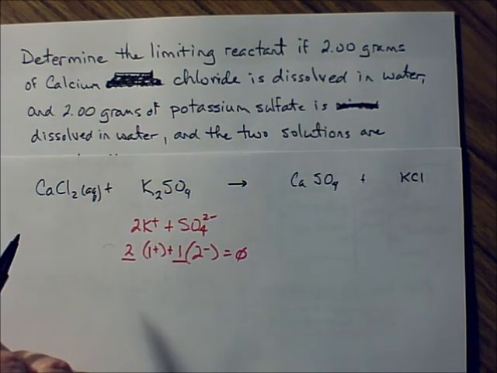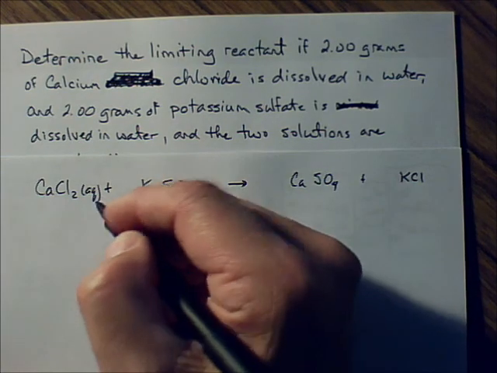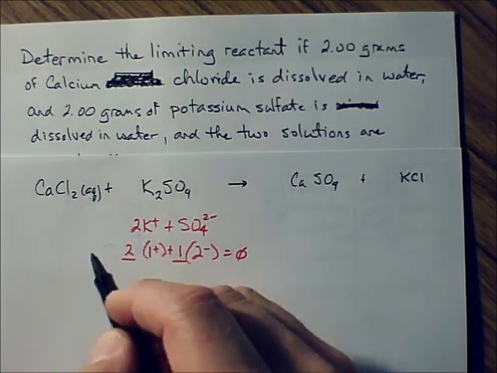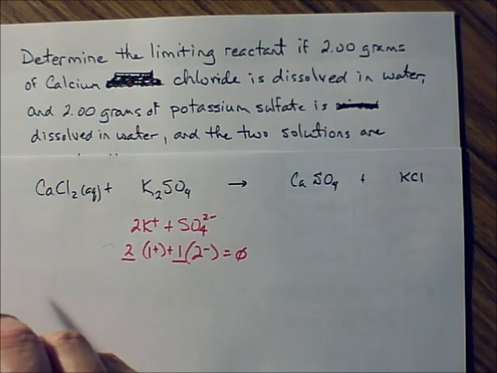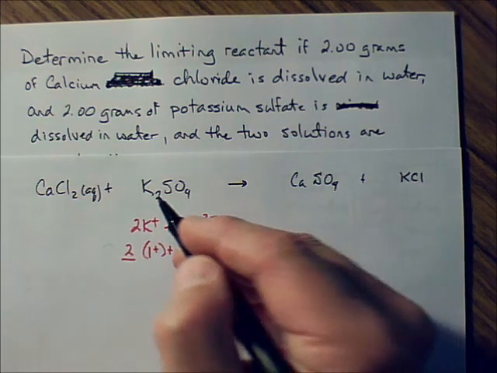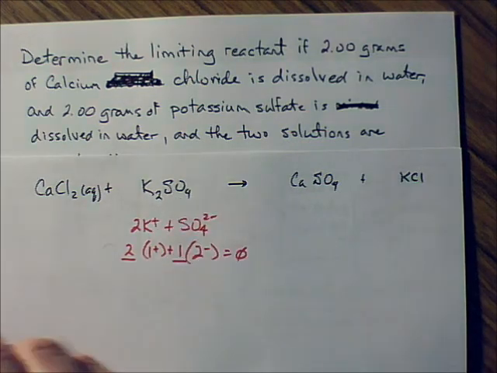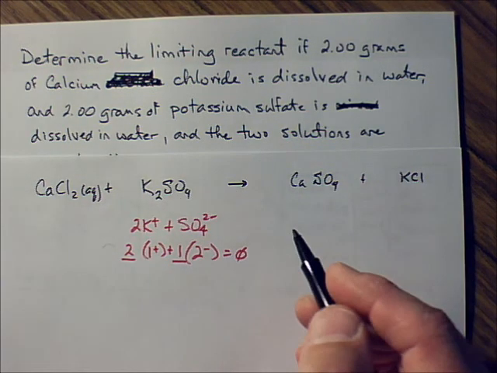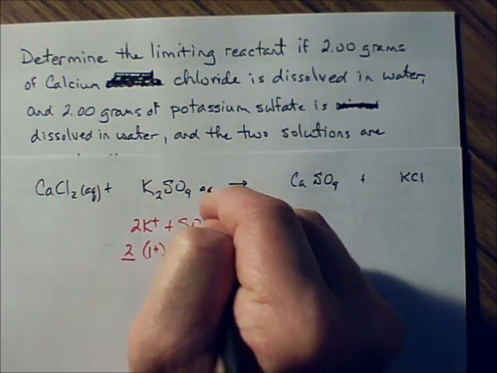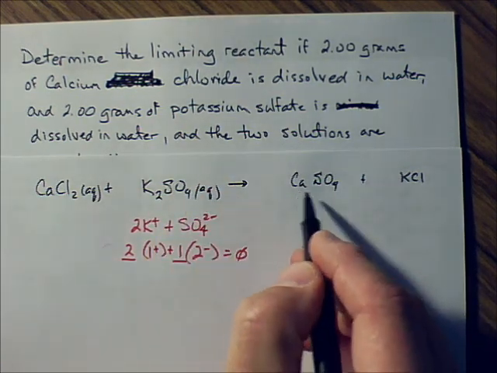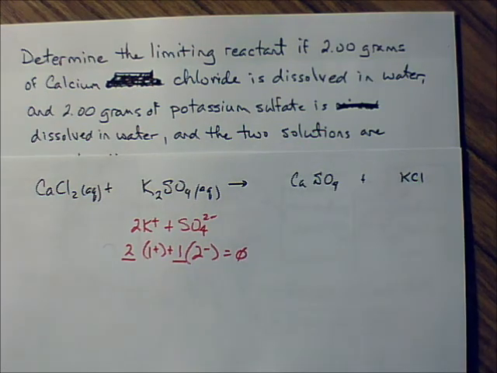Is that an S or a 5? Where? Right here? This is an S. Sulfate. And it says potassium sulfate is dissolved in water. That's also aqueous. Okay? I need to know if calcium sulfate's aqueous or a solid.